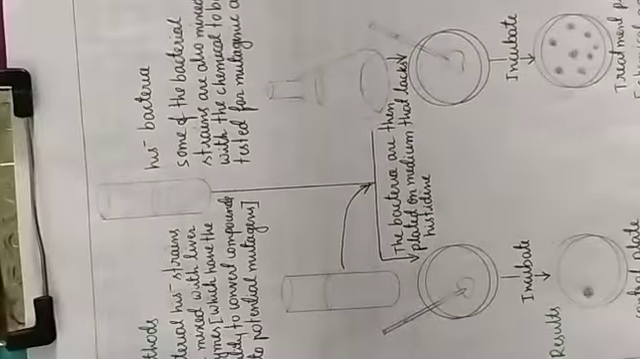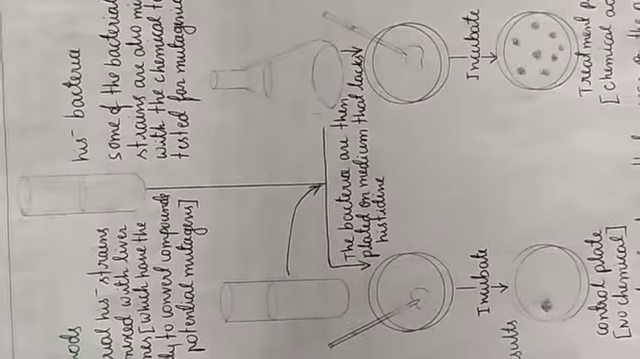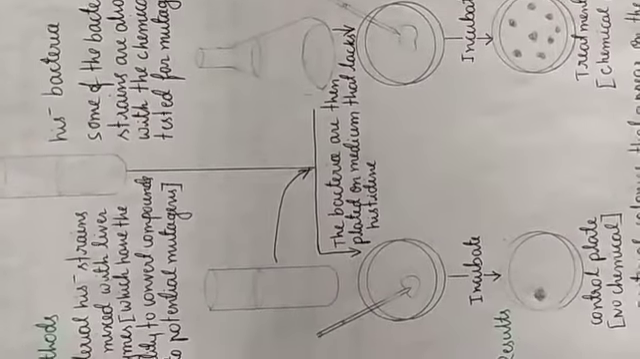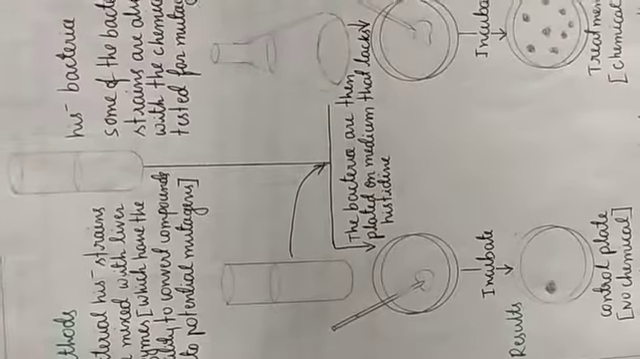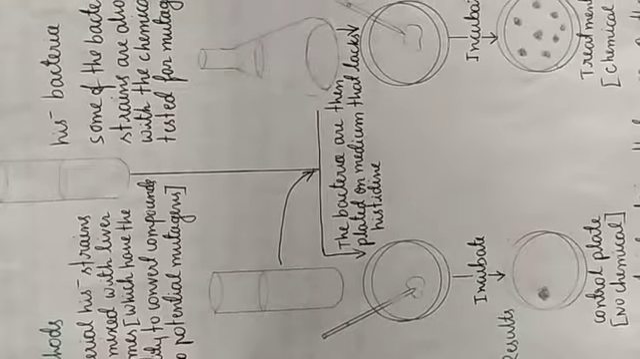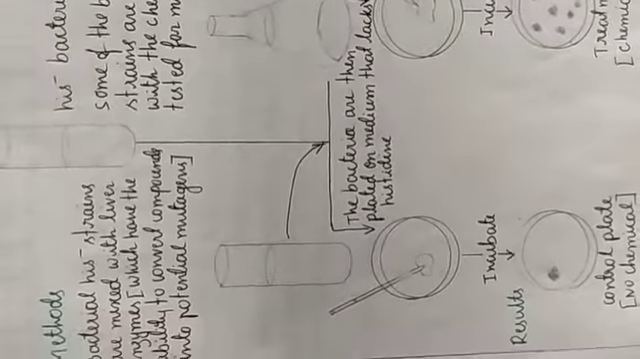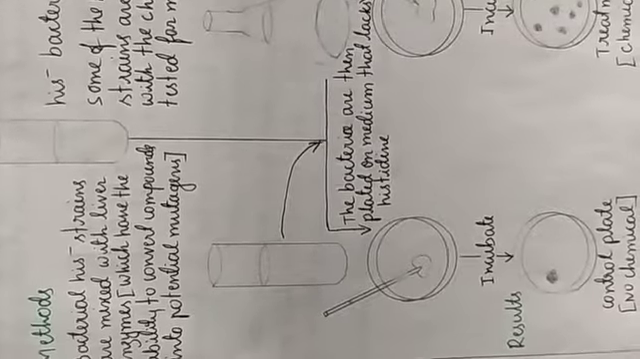Here some of the bacterial strains are also mixed with the chemical to be tested for mutagenic activity. The bacteria are then mixed with the liver enzymes, and the bacteria are plated on the medium that lacks histidine. They have added the chemical, they have added the bacteria, and they are plated on the medium which lacks histidine.